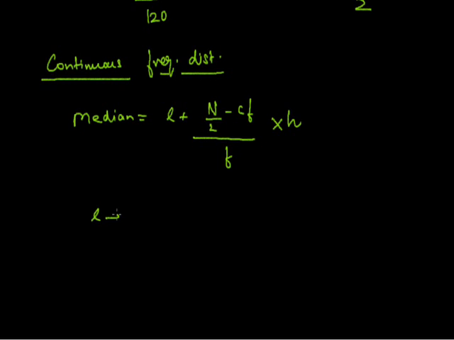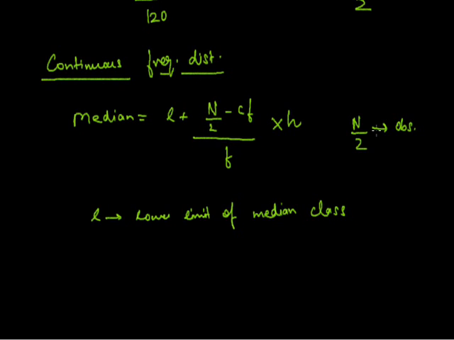Here L is the lower limit of the median class, and what will be the median class? Our median class will be where our n by 2 observation exists. Here n is again the number of observations, so we need to find in which class the n by 2 observation exists, and accordingly that class will become our median class.